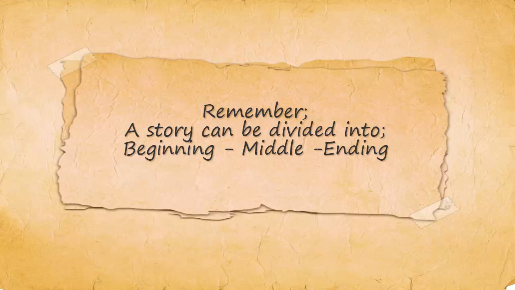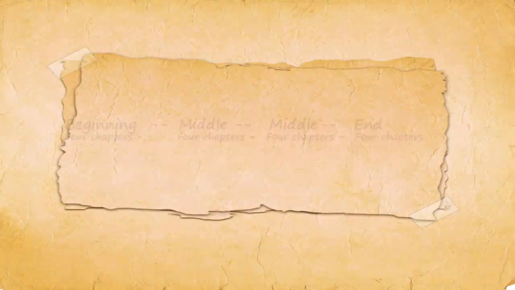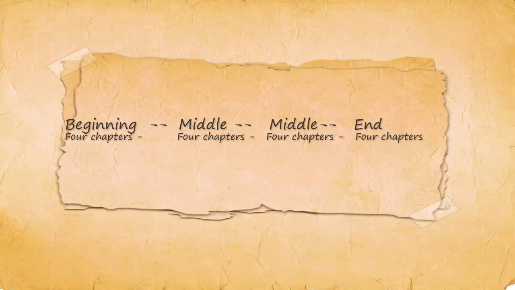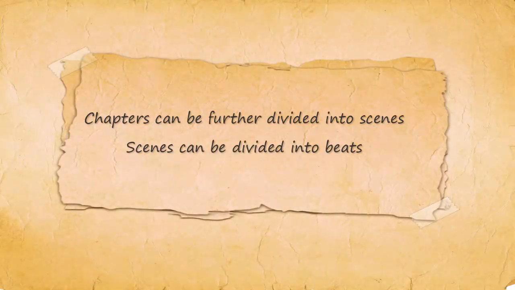I like to think of a novel in terms of 12 to 16 chapters. That way I'll have 4 chapters for the beginning, 4 chapters for the end, 4 chapters for the first half, and 4 chapters for the last half of the novel. And then a scene could be divided into smaller units. Every scene should have a beginning, middle, and end. And that scene could also be divided into beats. We'll talk about beats in a later lecture.